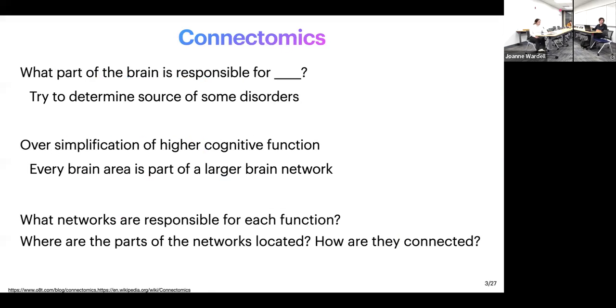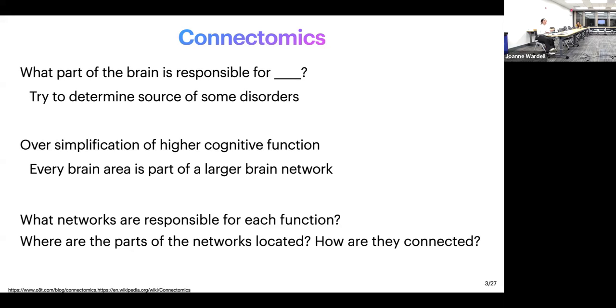So this brings us into the topic of connectomics. It's a discipline where people are trying to understand how different parts of the brain are connected. There has been this age-old question of what part of the brain is responsible for what function. People started asking this question because they wanted to determine, if someone has a disorder, what part of the brain exactly is malfunctioning and causing that disorder. But it turns out that this was an oversimplification of how to think about higher cognitive functions like attention, emotion, and language processing.